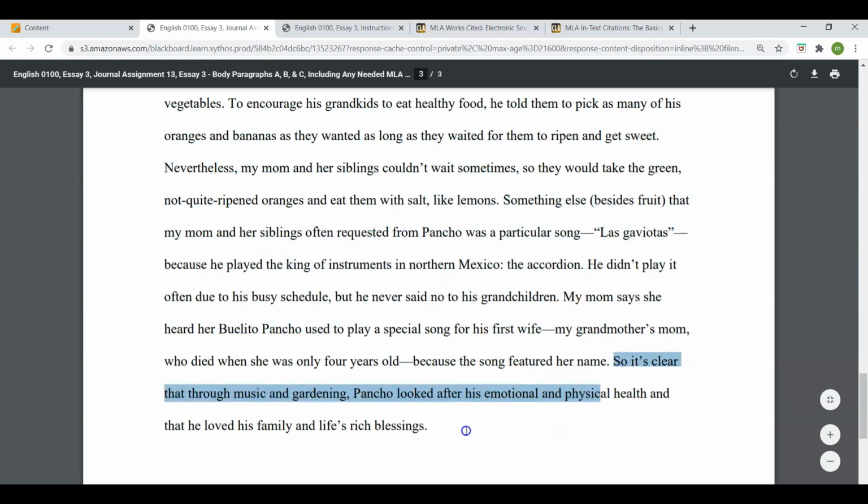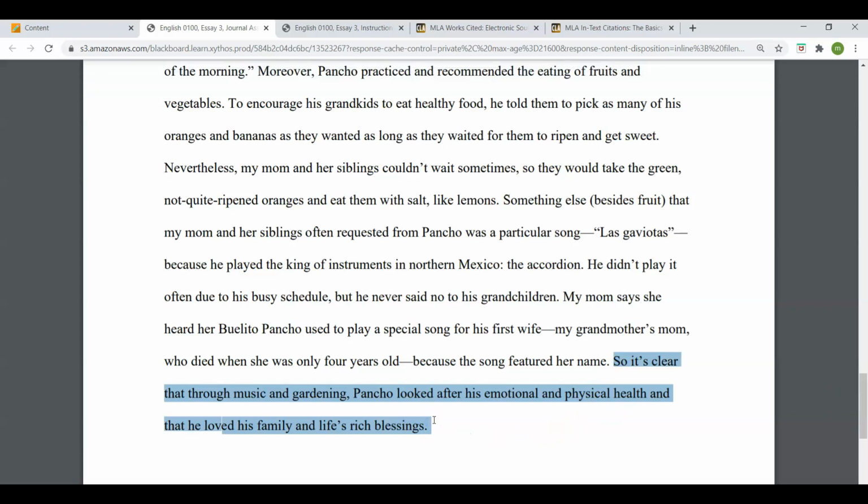And then here is my closing remark sentence for body paragraph C. So it's clear that through music and gardening, Pancho looked after his emotional and physical health, and that he loved his family and life's rich blessings. So notice how clear that is.